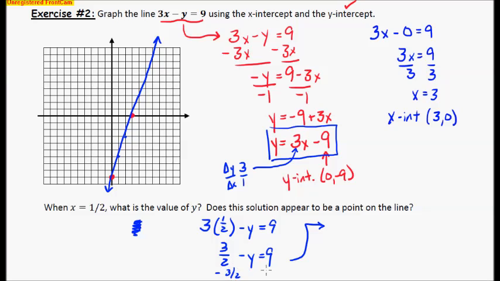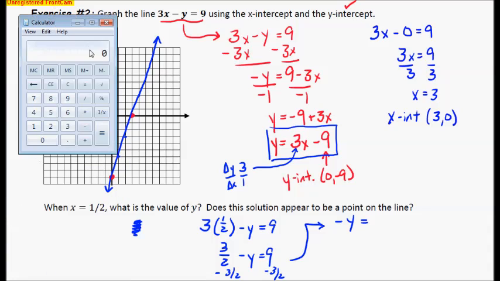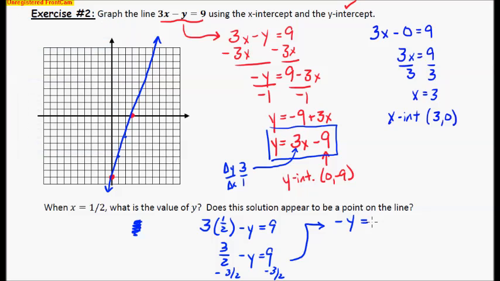I'm going to squeeze that in right here. I'm just going to subtract 3 halves from both sides. All right, and don't forget you have that negative right here. So negative y equals, now what's 9 minus 3 halves? Well, again, if we need to, we get our calculator out. All right, and we go 9 minus 3 halves is really 1.5, so I can do that. And I get 7.5. Okay, so that's going to be 7.5. And remember, you have that negative here, so you got to divide by that negative. All right, so that's negative 7.5.